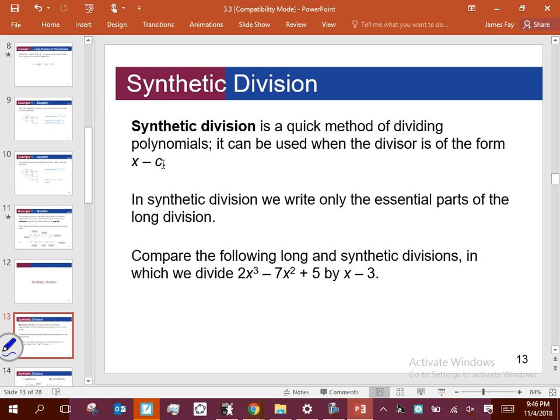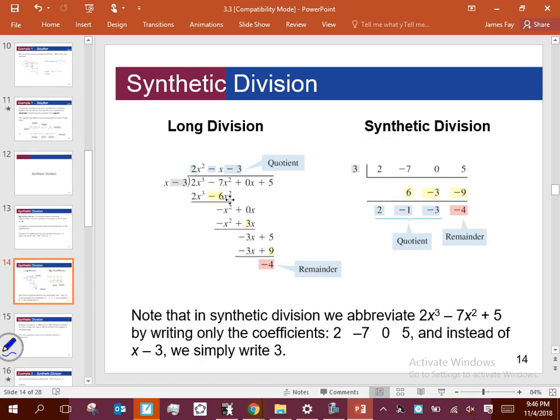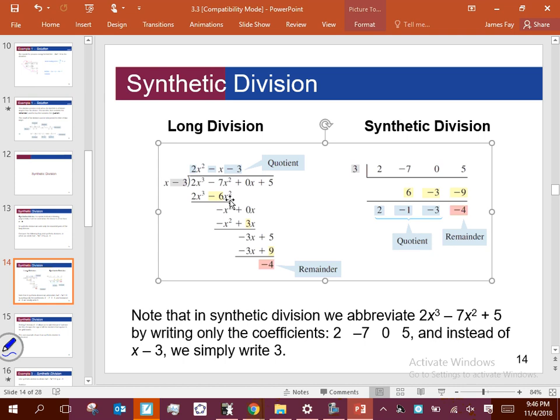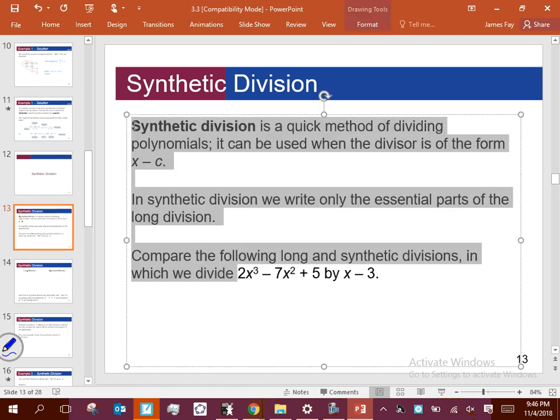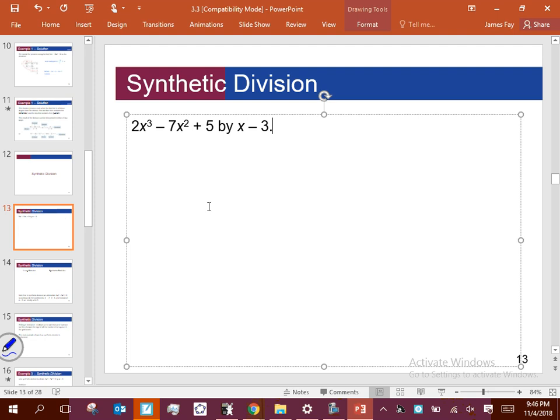Synthetic division is a quick method for dividing polynomials. You'll be using divisors in the form of x minus c. It says in synthetic division, we write only the essential parts of the long division. It says compare the following long division and synthetic division in which we divide these two things. So we'll go ahead and do this the long division way.